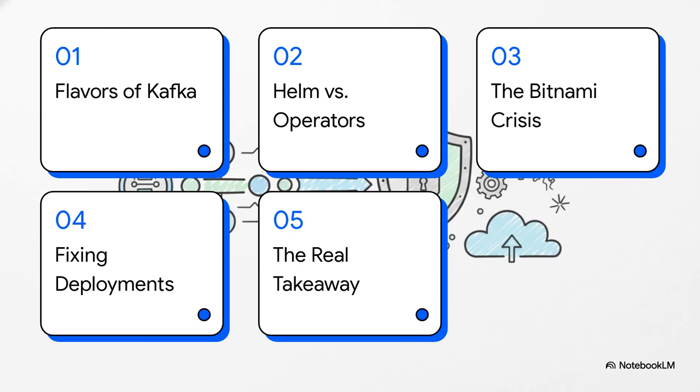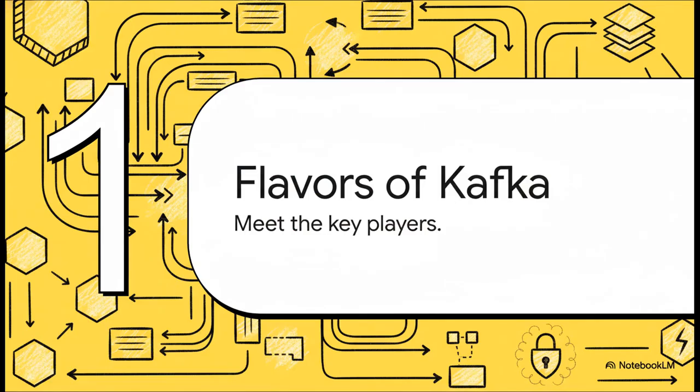First, we're going to break down the different flavors of Kafka. Then we'll get into the weeds on how you actually deploy it on Kubernetes, Helm versus operators. After that, we are going to dive into a massive, unfolding crisis with Bitnami images. I'll show you exactly how to fix it, and we'll wrap up with the really big lesson this whole thing teaches us.